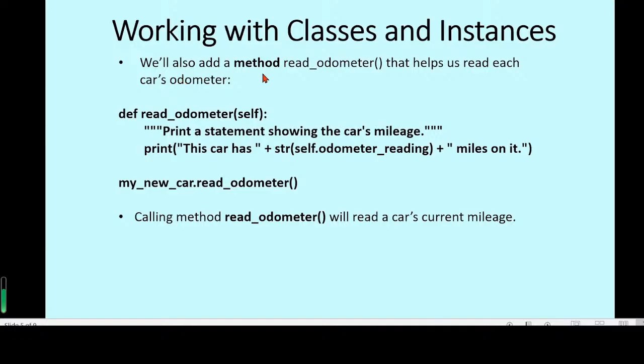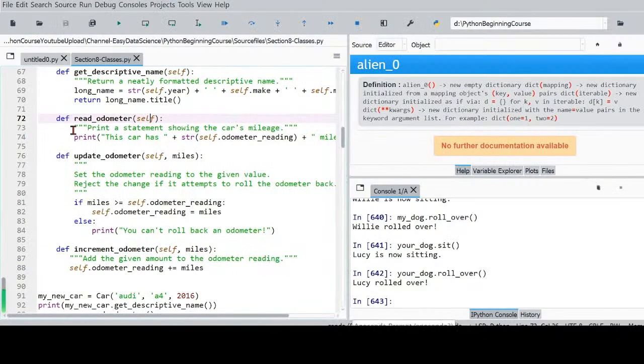Then we also add a method called read odometer that helps us read each car's odometer. So the read odometer function with self as parameter will print this car's odometer reading attribute in a message. So when we have this instance called my new car, we can use this method with dot notation, my new car dot read odometer. Calling the method read odometer will read a car's current mileage. So we define read odometer with self, then we print out this car's odometer reading attribute in the message.